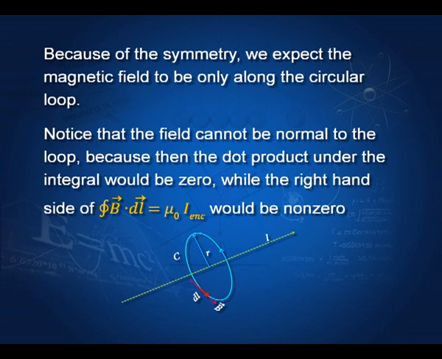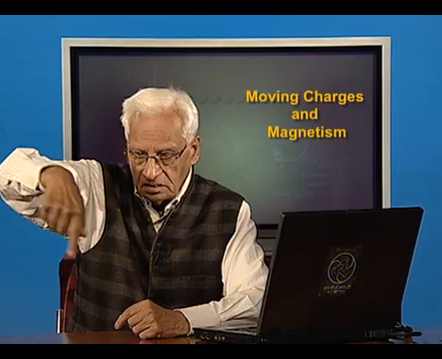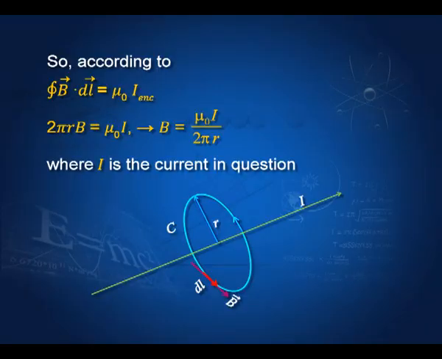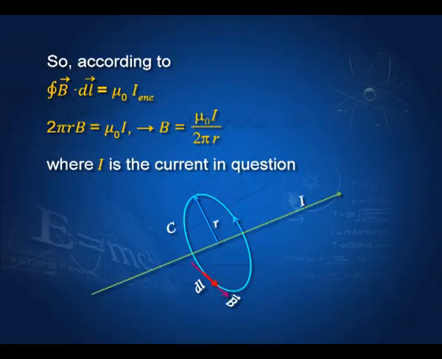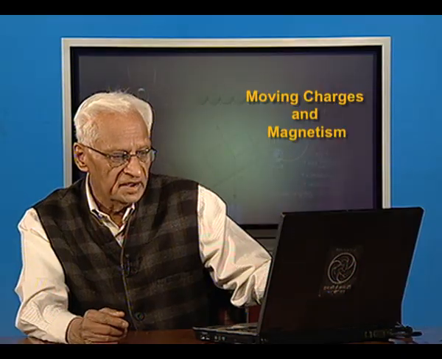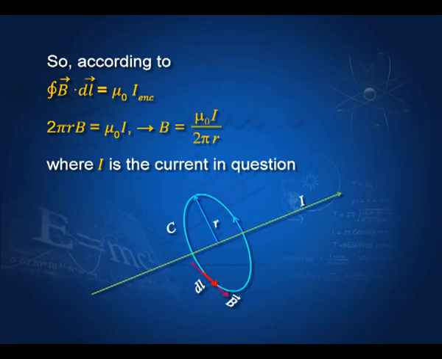Therefore, I have got Ampere's law, the integral of B dot dl is equal to mu 0 I enclosed, and I use that law. The total length of this loop is 2 pi r. In the integral B dot dl, B is constant, so I can take it out, and the integral of dl is simply 2 pi r. So, we have 2 pi r B is equal to mu 0 I, which gives B equal to mu 0 I by 2 pi r. So, the magnetic field due to a straight current is equal to mu 0 I by 2 pi r at a distance r from the current.